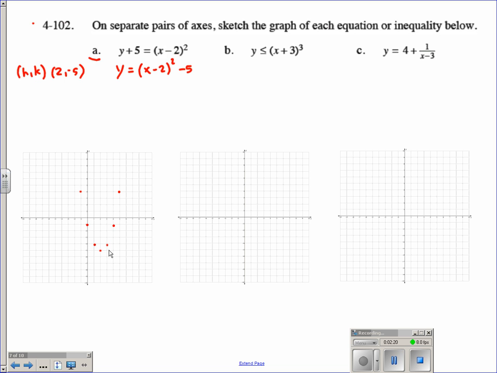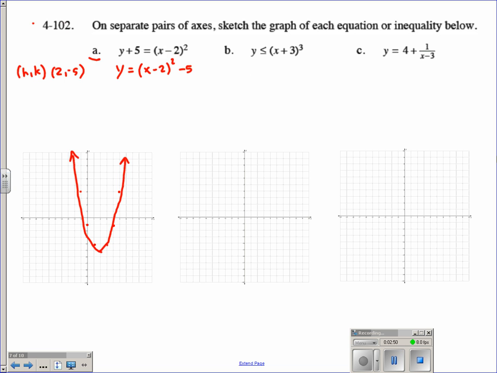Very good. Let's sketch it now. Hopefully you're able to sketch it a little bit neater than I am, but I'm using a program that's hard to draw with. That's okay though. I'll just do my best. And we've sketched our parabola. All right, that was fun. Let's move on to letter B.